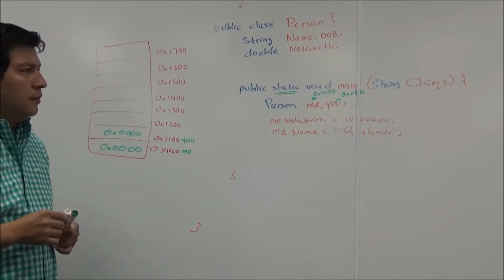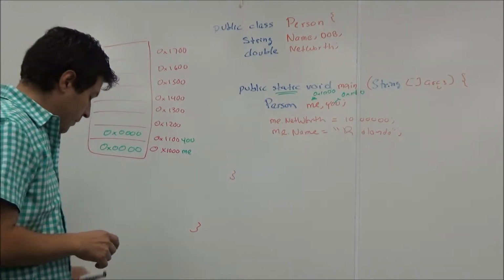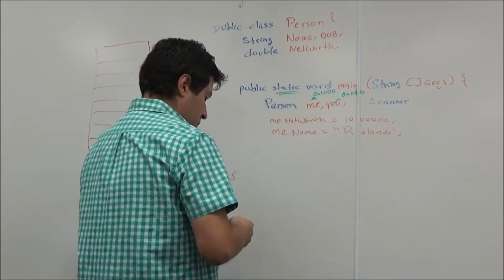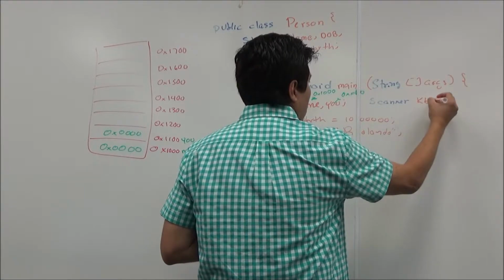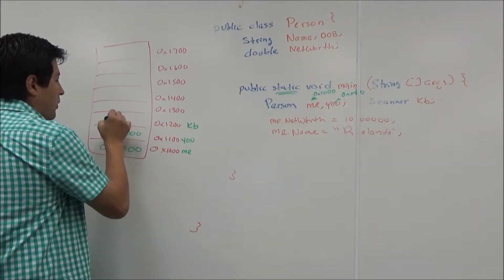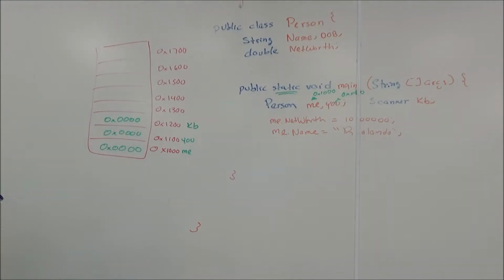So, let's say I don't have a person, but I have another object that you're familiar with. It's called scanner. We call it keyboard, right? So the scanner will be here, the keyboard, and also has a null, right? So what do you have to do before you can use the scanner keyboard? How do you create an object? So before you can do keyboard.nextInt, you needed to do something, right? You need to create it. How do you create it?